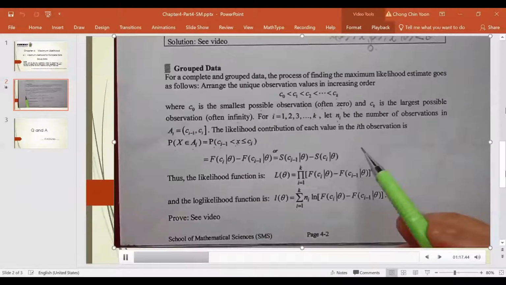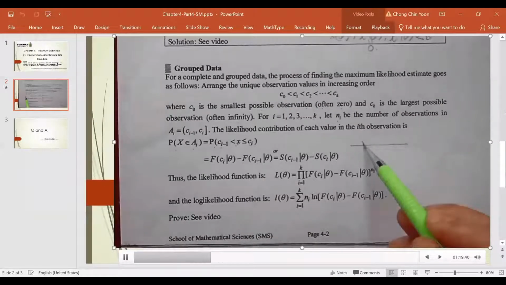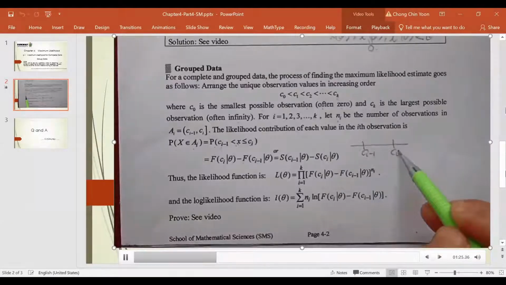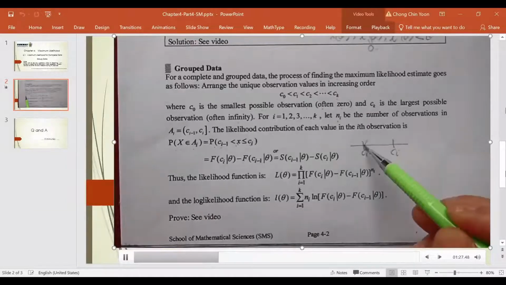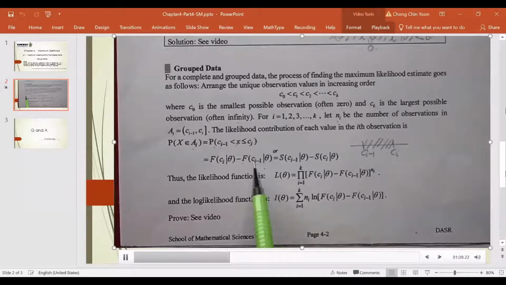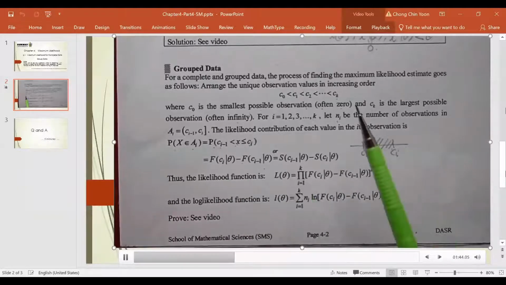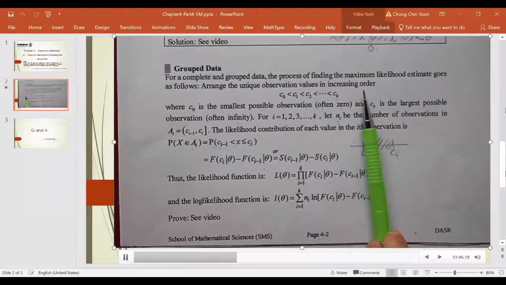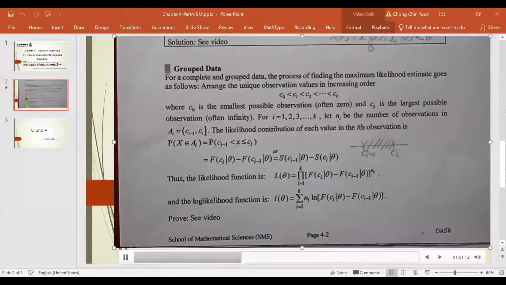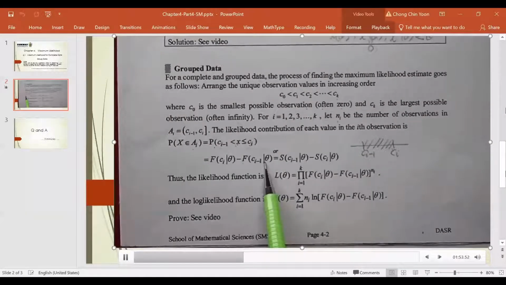And this can be explained by the line diagram. Consider the interval from ci minus 1 to ci. The probability in between this interval is found by taking this CDF minus this CDF. Or this probability can be explained by survival, that is, we take the survival at ci minus 1 minus the survival at ci, which depends on the parameter theta.